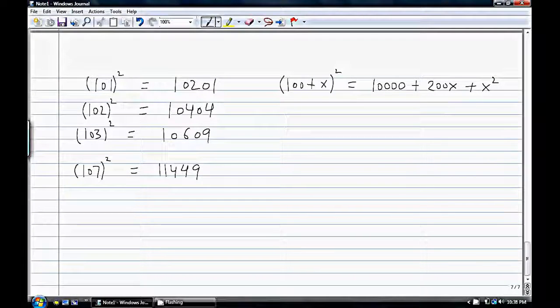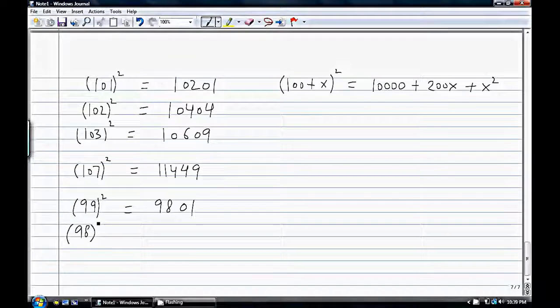So if I use the same formula to square the numbers which are below 100, instead of writing x, I have to use minus x. Suppose I am squaring 99, then 1 times 2 is 2, so I will subtract 2 from 100, that will be 98, and then take the square of 1, that is 9801.